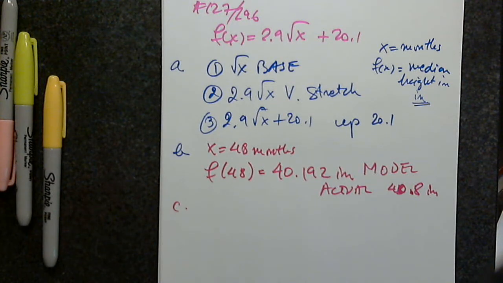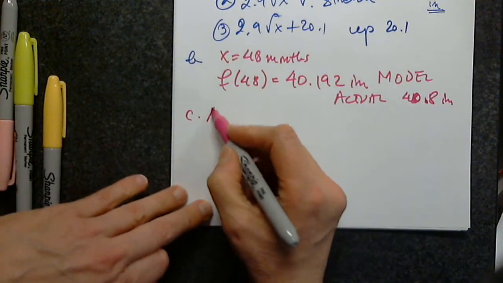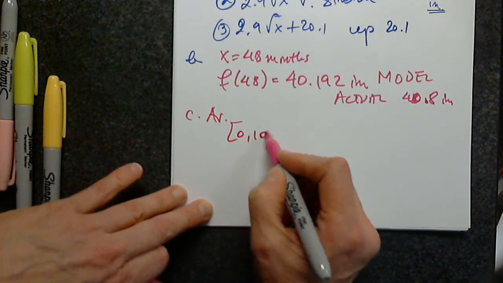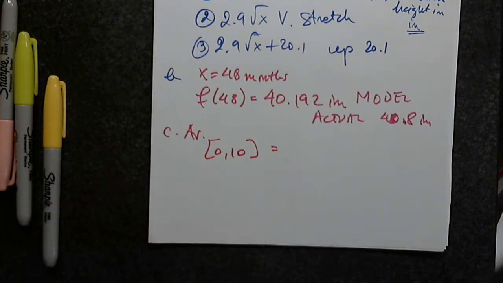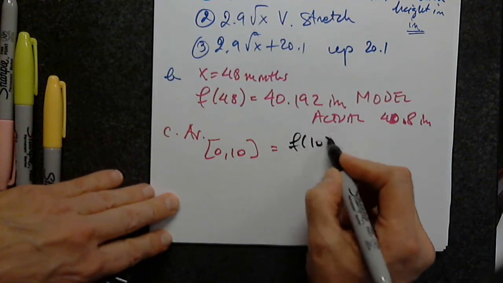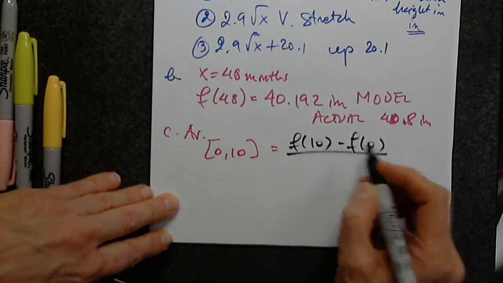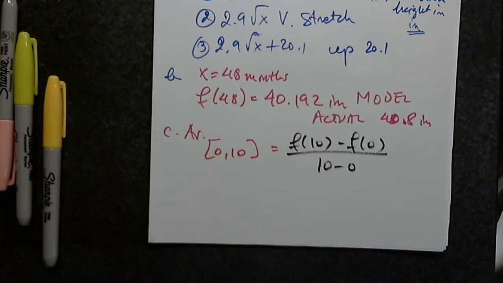Okay, for part C now, use the model to find the average rate of change in inches per month between birth and 10 months. So the average between 0 and 10. What is the formula for the average rate of change? f of 10 minus f of 0 over 10 minus 0. Excellent. That's it.